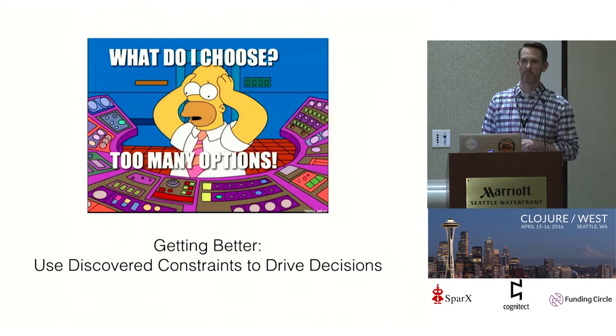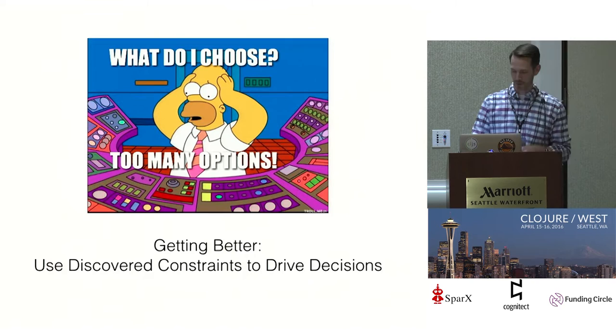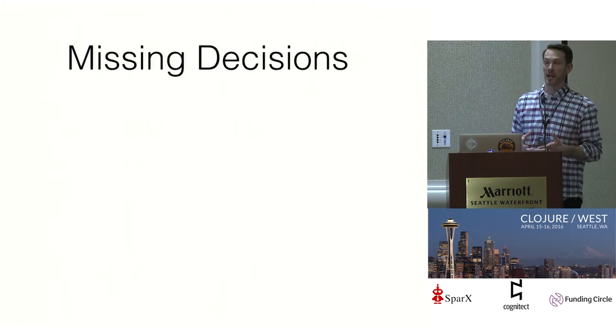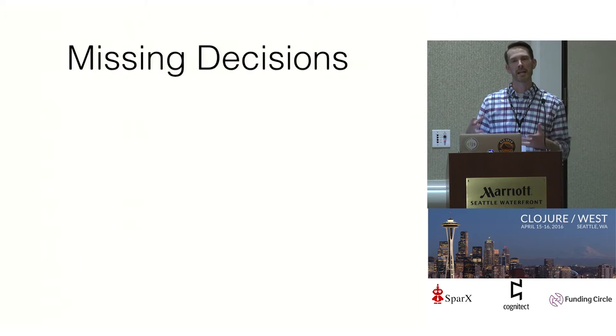And by discovered constraints, I mean stuff that's smacking you in the face, right? Stuff that you're going to have to deal with. So as we went through this process, I said, design is about making decisions. What are the things that we were having to think about whenever we were trying to get this data into the system? I'm going to go through a list of those here.